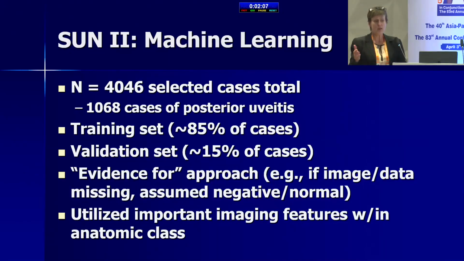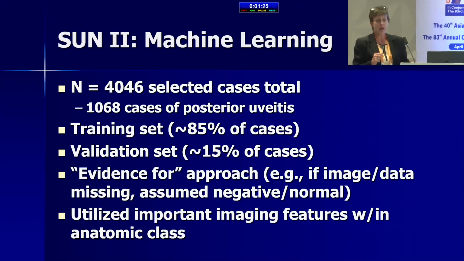All right, so it started at about 7,000 cases. They narrowed to just over 4,000 cases. That included all different anatomic locations of uveitis, non-infectious and infectious. When you looked at just the posterior uveitis, it was 1,068 cases. So 85% of that was used as a training set. That's where you're teaching the computer what's important. Then the remaining 15% you hold aside and use to validate, to prove: did the computer get it right, or did it completely mess this up?